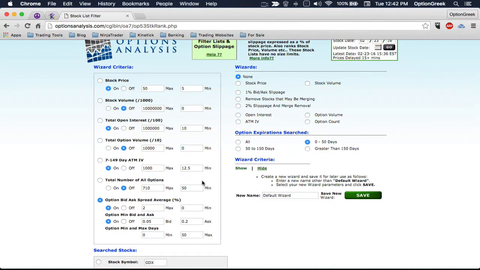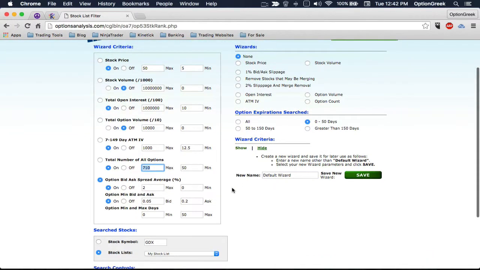The next thing we can set up here is the total number of options. We want things that have a lot of option strikes available. The reason is that more option strikes probably means there are weekly options being traded on the stock, as opposed to ones that just trade monthly. Trading monthly means we have limited chances to adjust unless we go further out in time. So we want things that have lots of strikes.